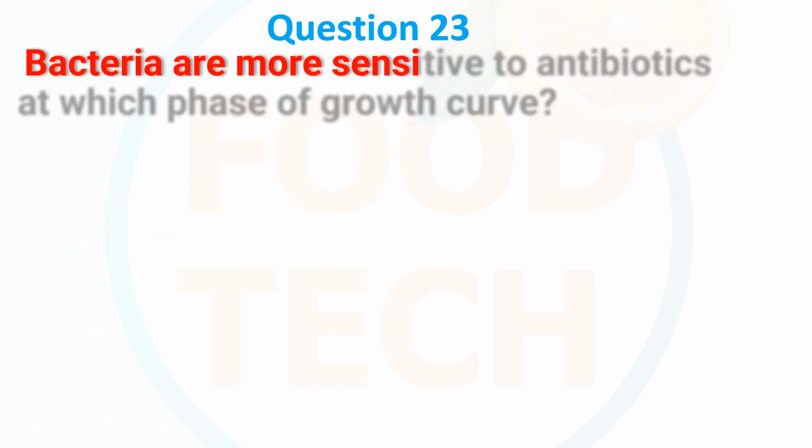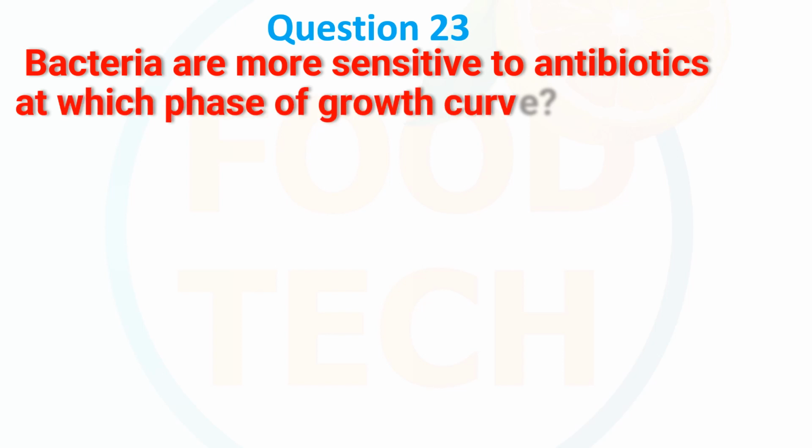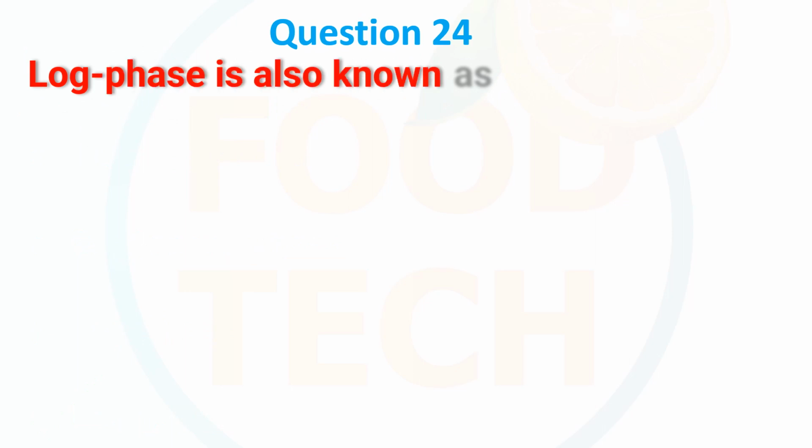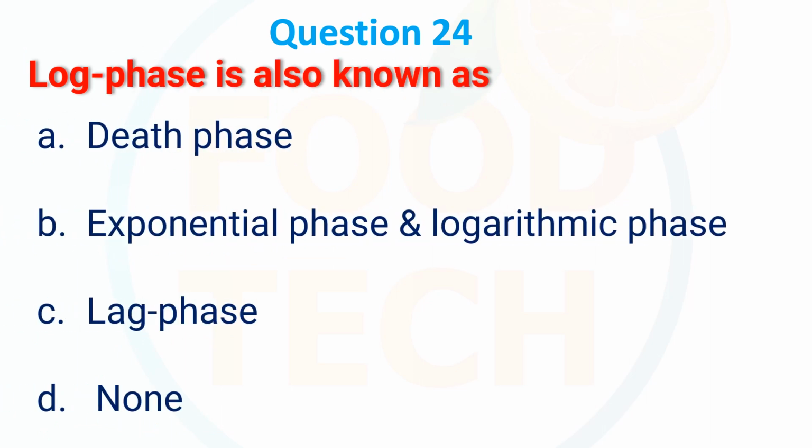Bacteria are more sensitive to antibiotics at which phase of the growth curve? A. decline phase, B. stationary phase, C. lag phase, D. log phase. The answer is D. Log phase. Log phase is also known as A. dead phase, B. exponential phase and logarithmic phase, C. lag phase, D. none. The answer is B. Exponential phase and logarithmic phase.